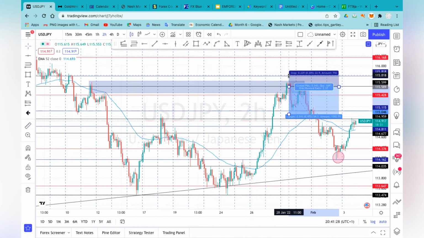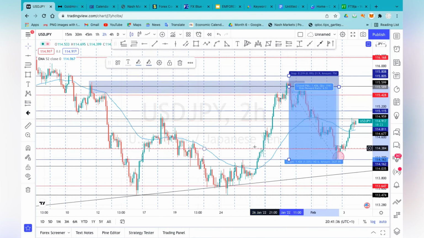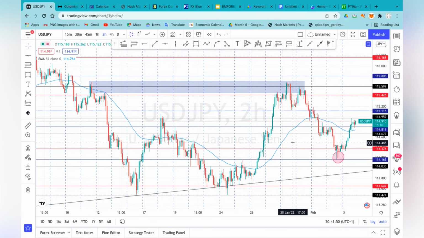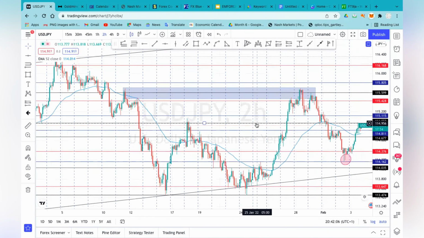If you had your entry like this for about 20 pips, and your take profit level, let's just use this low here. This would have been a good ride down for about 142 pips on USD JPY. These are ways you can get good entries on trade.